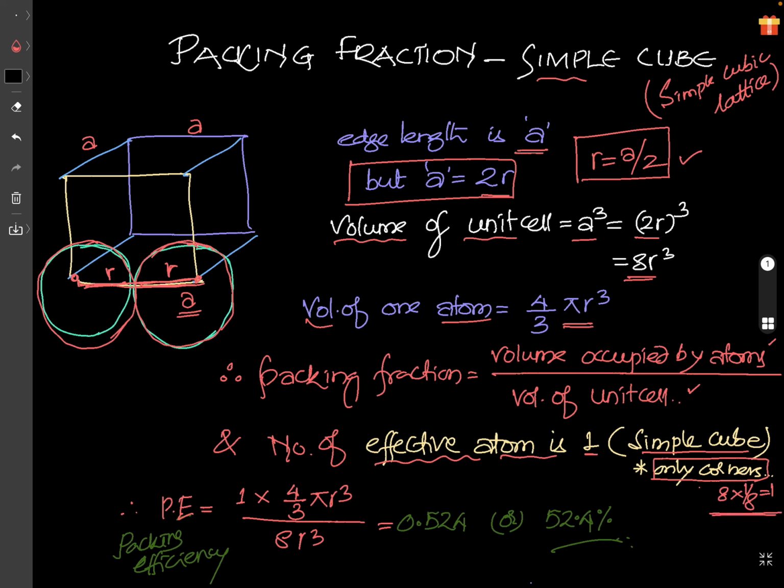About this you can see our past videos. So packing efficiency is equal to volume occupied by atoms, 1 atom into 4 by 3 pi r cube, divided by total volume 8 r cube. If you simplify this, 4 by 3 pi r cube by 8 r cube is nothing but 0.524, or in percentage terms, that is 52.4%. So packing efficiency in simple cube is 52.4%. Thank you.